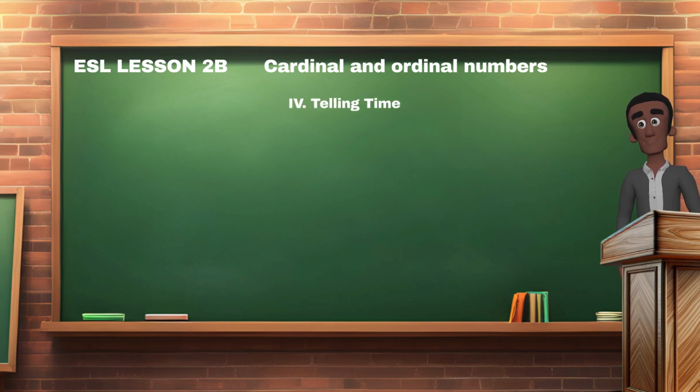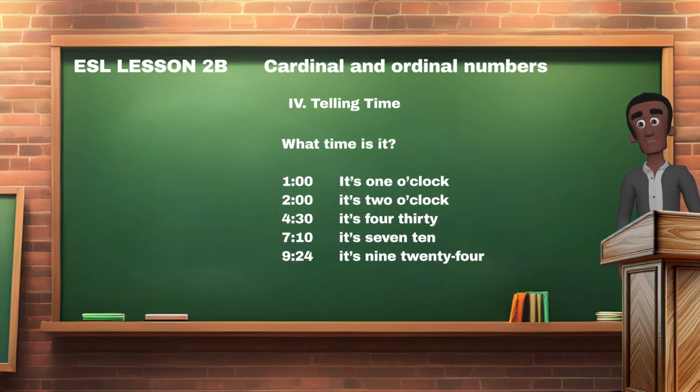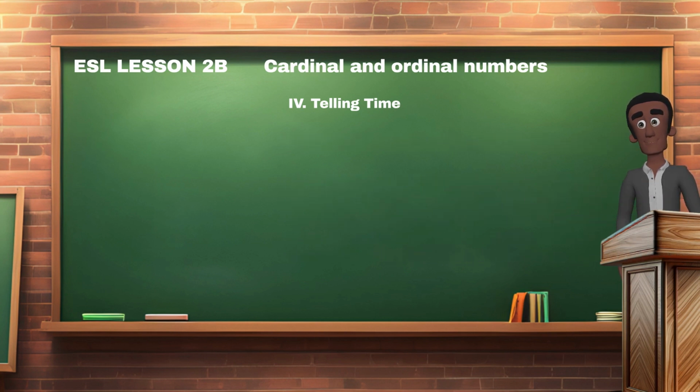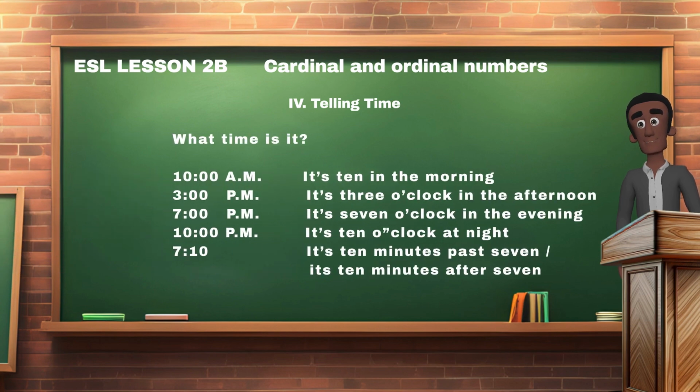Telling time. What time is it? It's 1 o'clock. It's 2 o'clock. It's 4:30. It's 7:10. It's 9:24. It's 10 in the morning. It's 3 o'clock in the afternoon. It's 7 o'clock in the evening. It's 10 o'clock at night.